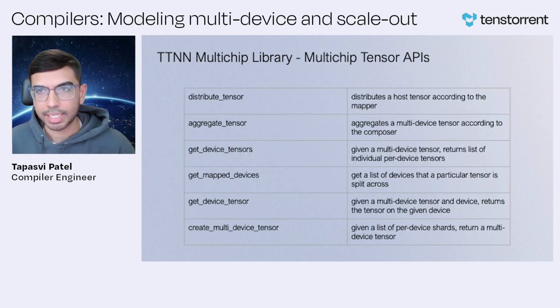All right. TTNN also provides a bunch of different APIs. We use various different ones of these in the compiler. I won't go over all of them. This is just a dump of the main ones that we used. Distributed tensor and aggregate tensor are two important ones that we use, as well as creating multi-device tensor.